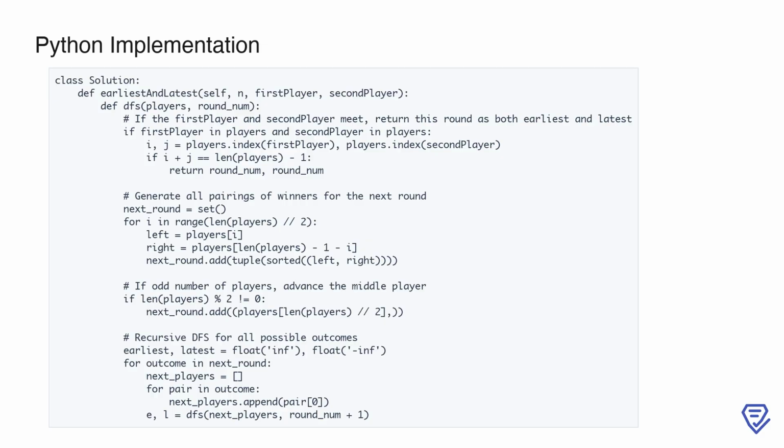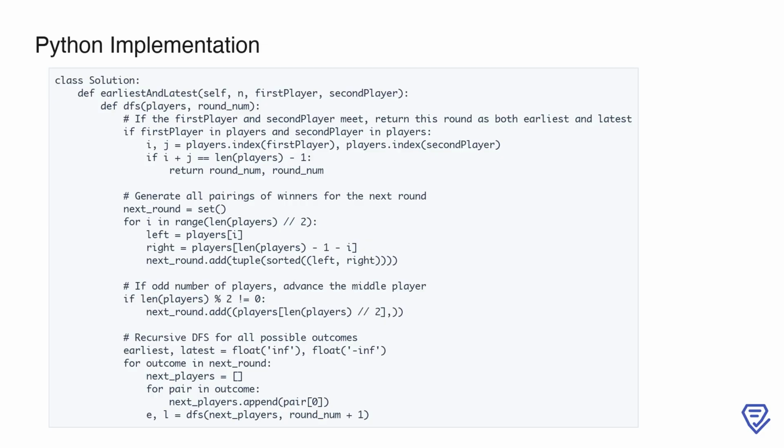these players meet. If the two players don't meet in the current round, we simulate all possible pairings for the winners of this round. Using a loop, we pair up players from the start and end of the list, moving inward, and add the sorted pairs to a set called next_round to avoid duplicates. When there is an odd number of players, the middle player automatically advances to the next round. This ensures we cover all possible outcomes.